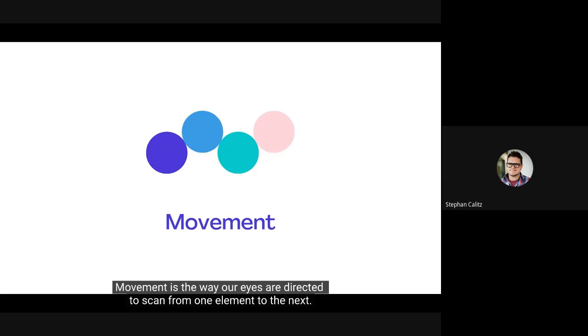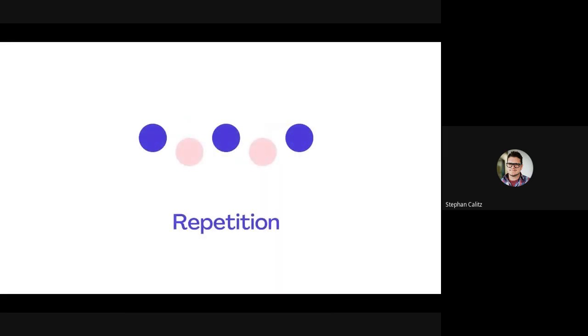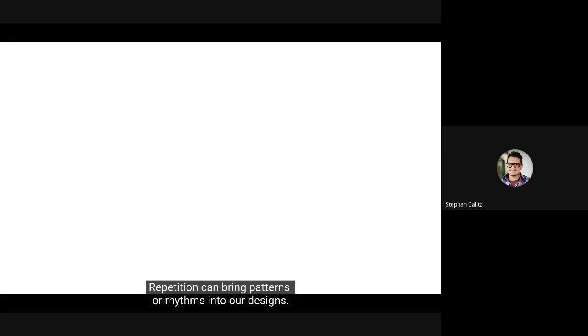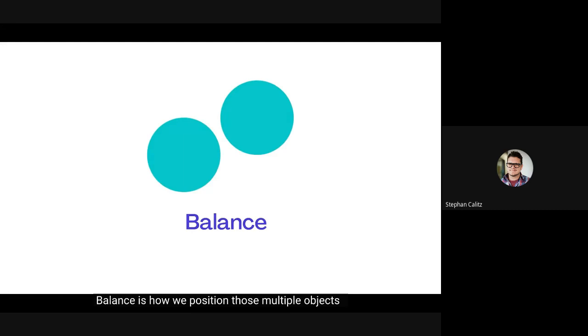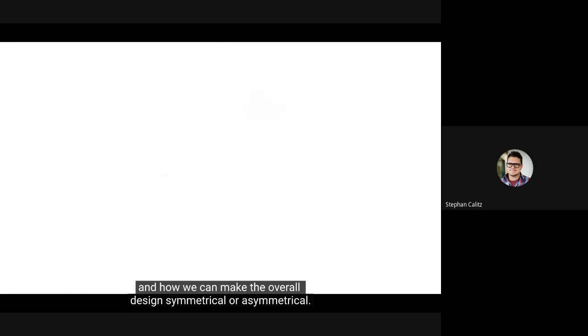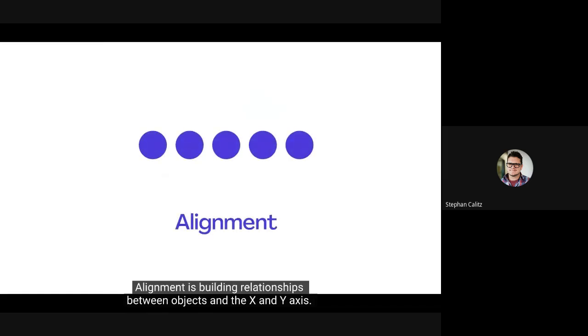Movement is the way our eyes are directed to scan from one element to the next. Repetition can bring patterns or rhythms into our designs. Proportion is the size or quantity of our design elements in relation to each other. Balance is how we position those multiple objects and how we can make the overall design symmetrical or asymmetrical. Alignment is building relationships between objects and the X and Y axis.